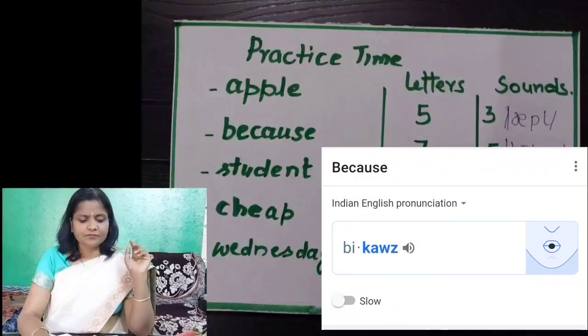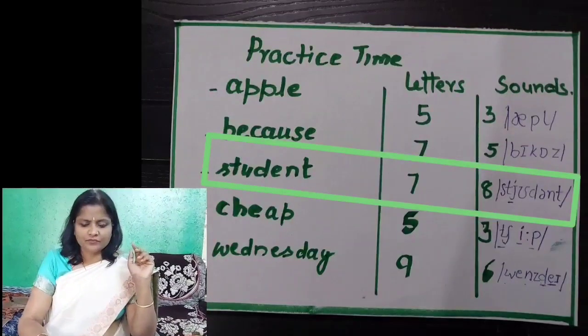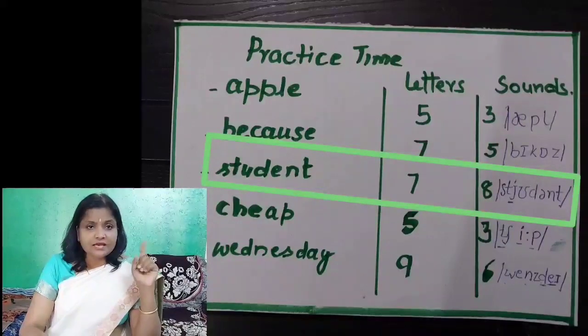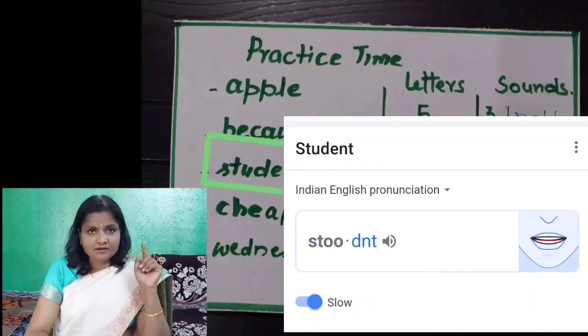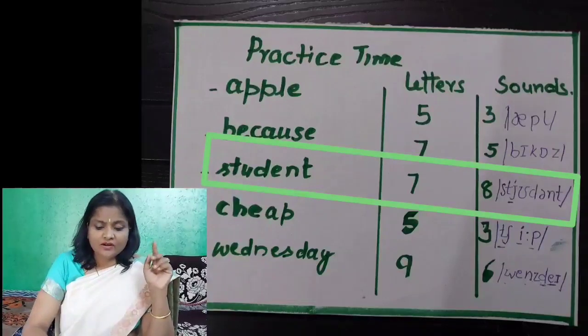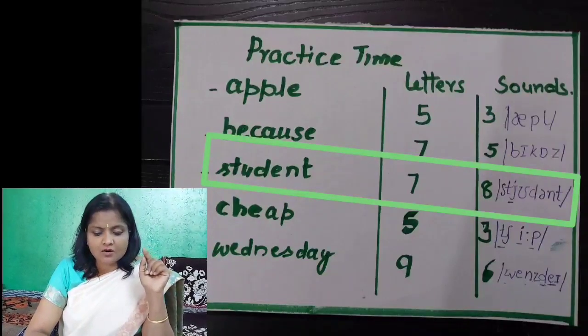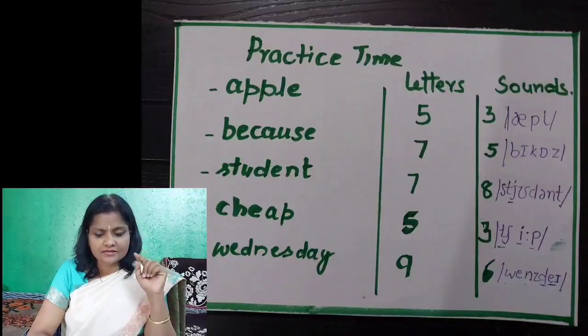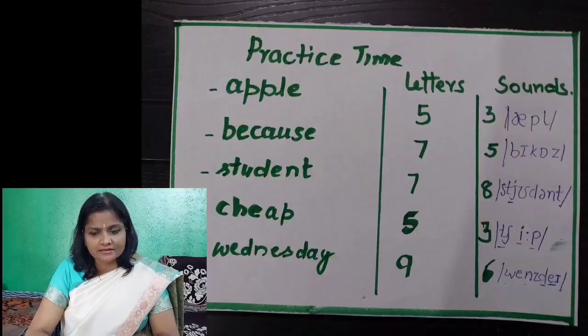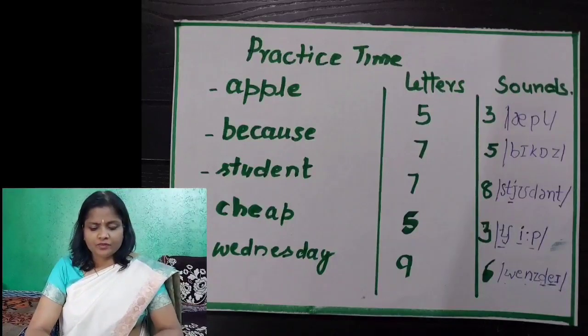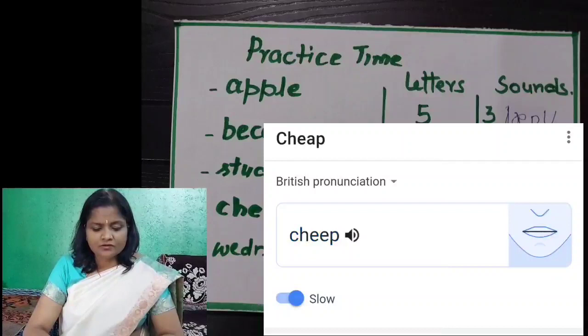Student. It is having 7 letters but the sounds are 8. S, T, Y, O, D, E, N, T. Sheep. Sheep has 3 sounds.